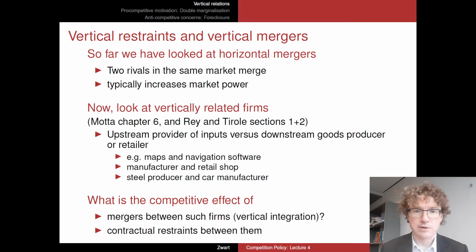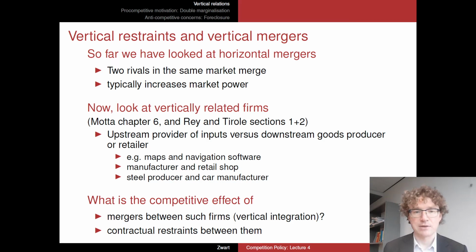This part of the course is related to Motta's chapter 6. So have a look at that, and in particular I'm going to focus now on the chapter by Rey and Tirole, in particular sections 1 and 2 for today. So the idea is that we'll be looking at some upstream firm or upstream provider of some input good, which is supplying this input good to some downstream producer or retailing firm.